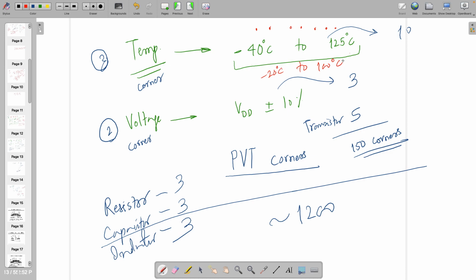Generally the processors that we use in our CPUs qualify this range, minus 40 to plus 125. If it is failing at any one of those, they will not give you the product. There is one term called yield. Do you know yield? It is how many chips are working. All chips have to work from minus 40 to 125.